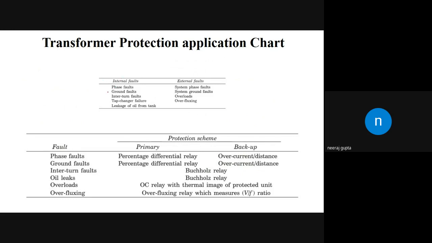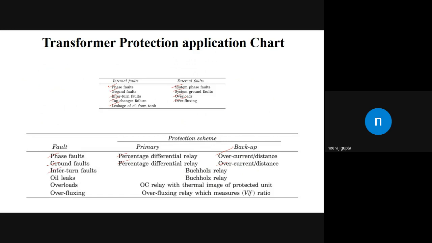For the internal faults, we have phase fault, ground fault, interturn fault, tap changer fault, then leakage of oil from the tank, then system phase faults, system ground faults, overloads, and overfluxing. For the phase faults, we are using the percentage differential protection. Then overcurrent backup, overcurrent at distance we can discuss.